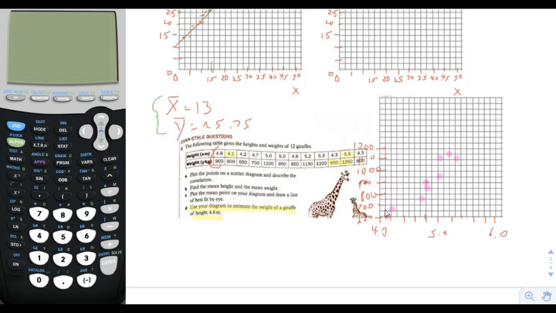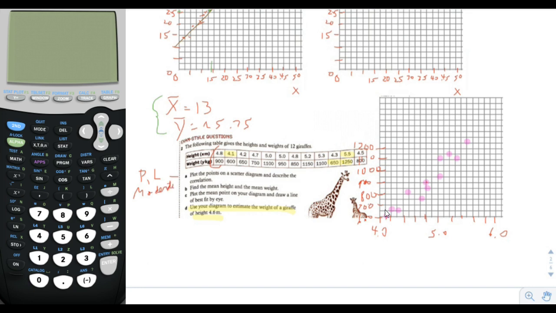4.3, 650. And 5.5, 1250. And 4.5, 800. Okay, so that looks pretty linear. I would say it's positive, linear, maybe moderate. Okay, maybe strong, but looks maybe more moderate.